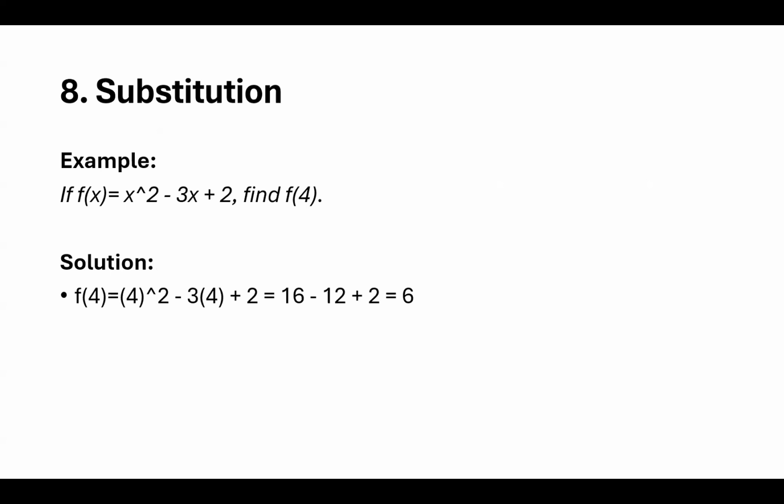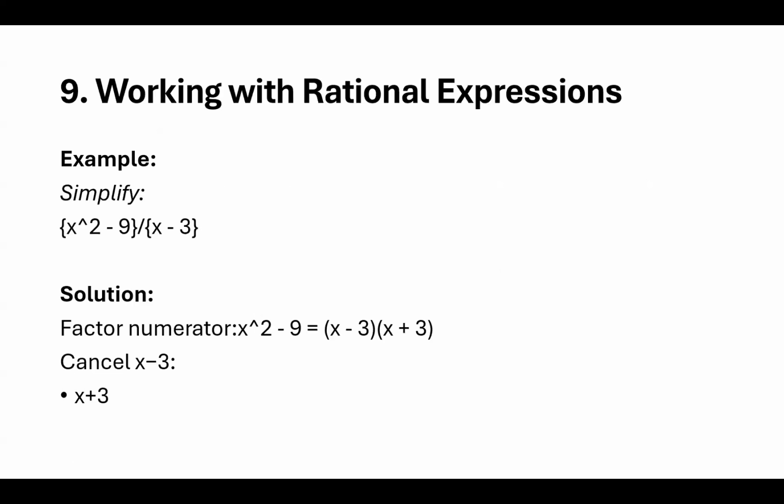And the eighth skill is substitution, right? When we are given the function f of x, which equals x squared minus 3 times x plus 2, then we are required to calculate f of 4, right? The solution is to plug the number 4 into the expression on the right-hand side, right? That is, we calculate 4 squared minus 3 times 4 plus 2, right? And then we get the value of f of 4, which is 6.